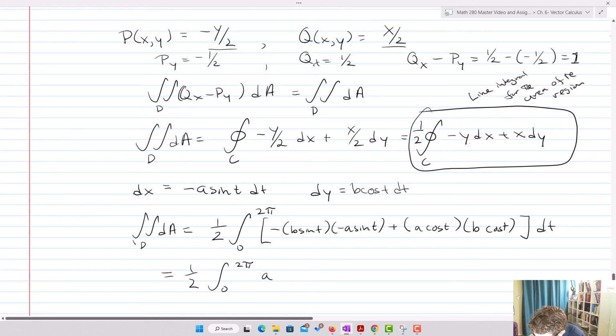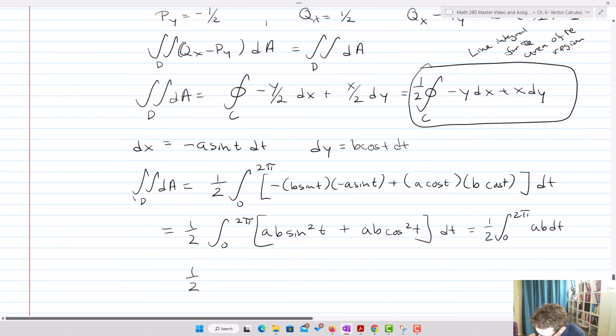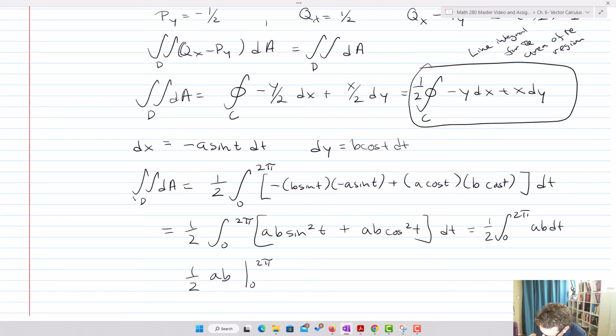This is thus going to equal 1/2 times the integral from 0 to 2 pi of, and this will just be ab sine squared t plus ab cosine squared t dt, which equals 1/2 times the integral 0 to 2 pi of ab dt. So this is 1/2 abt evaluated from 0 to 2 pi. So that's equal to 1/2 times 2 pi ab. So the formula for the area of an ellipse is pi ab. And there we go.